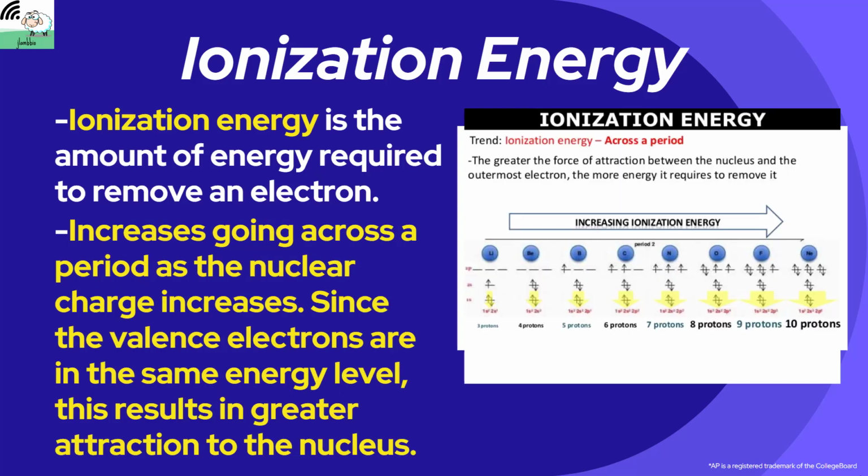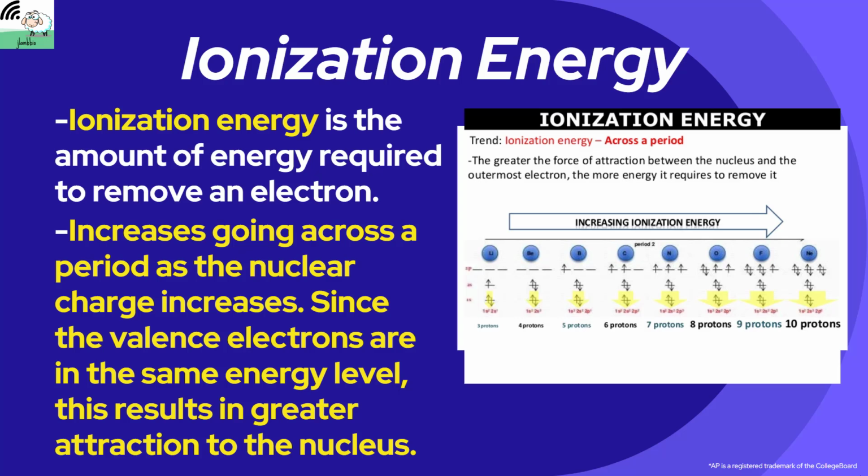In addition to that, we can look at the trend going across a period in a very similar manner. But rather than looking at the distance between the electron and the nucleus, we can look at the magnitude of the charge of the nucleus. We have to keep in mind that in the same period, all of these electrons are in the same energy level. So we really can't focus on the distance aspect of those electrons being in a different or higher energy level. The trend of ionization energy increases going across a period.